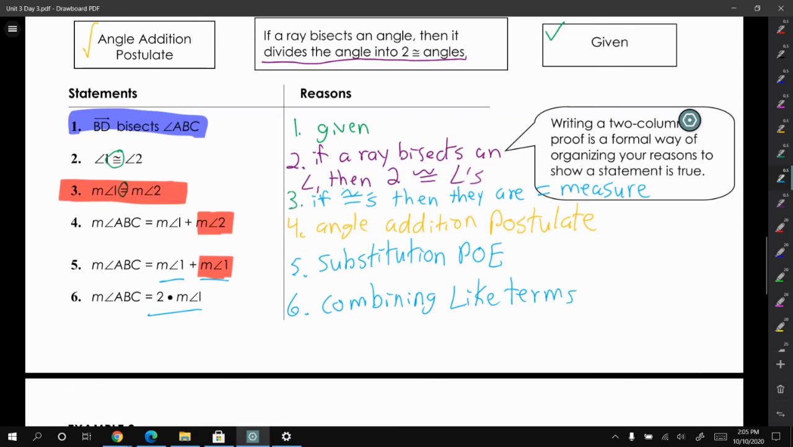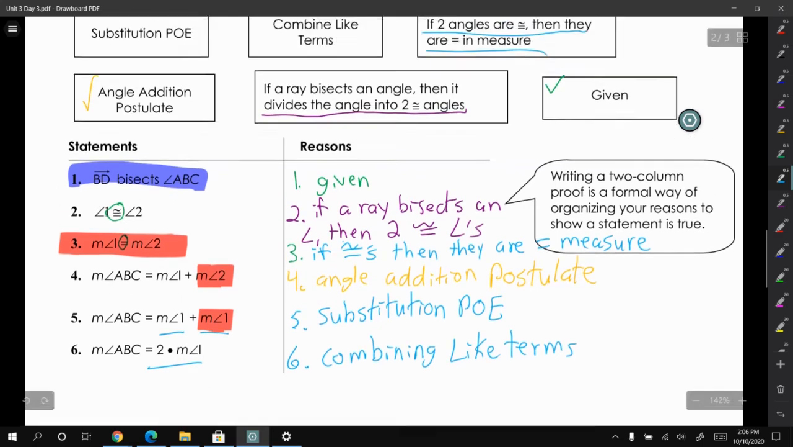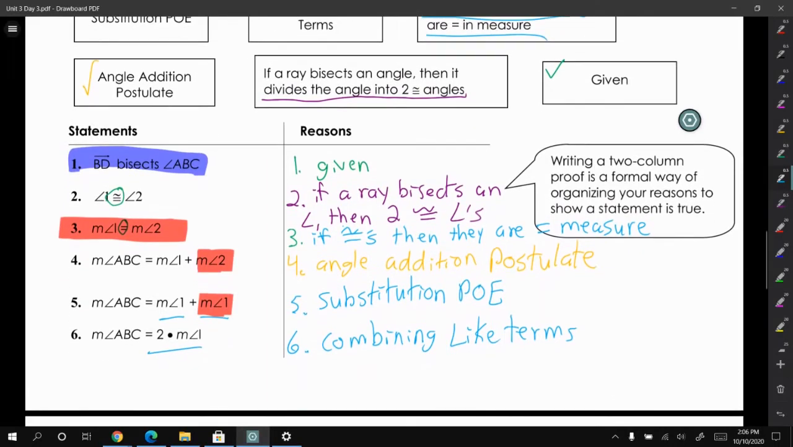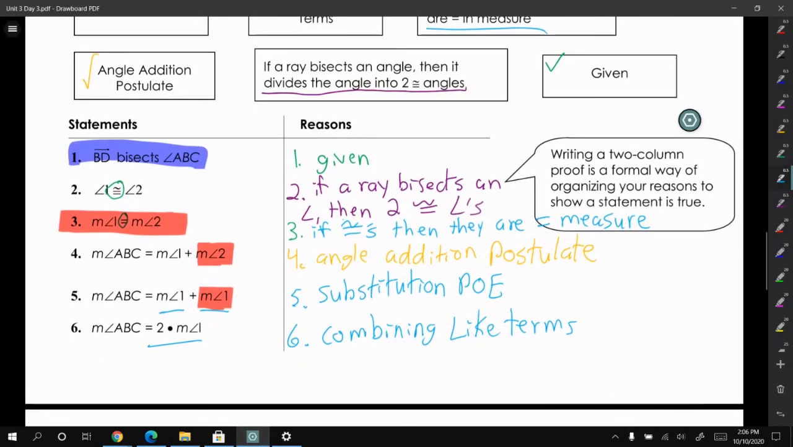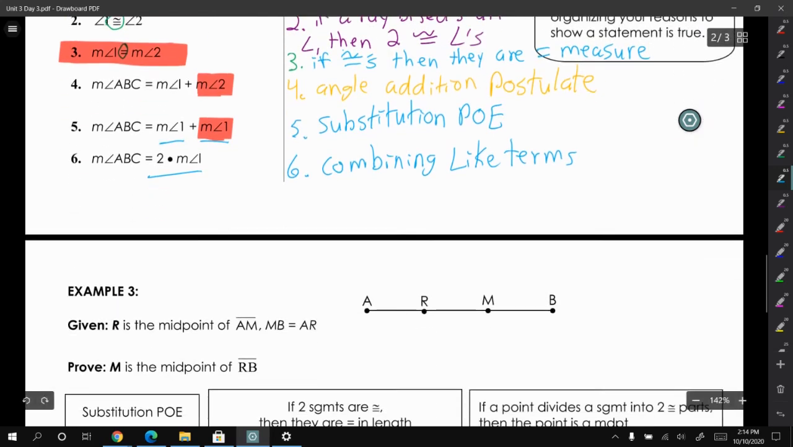So one of the reasons why this can be difficult is that you have to remember what all these definitions are. You have to remember what an angle bisector is. You have to know what the angle addition postulate is. You have to know combining like terms. You have to know what all those things are and use them in your proof. All right, let's look at the next page.